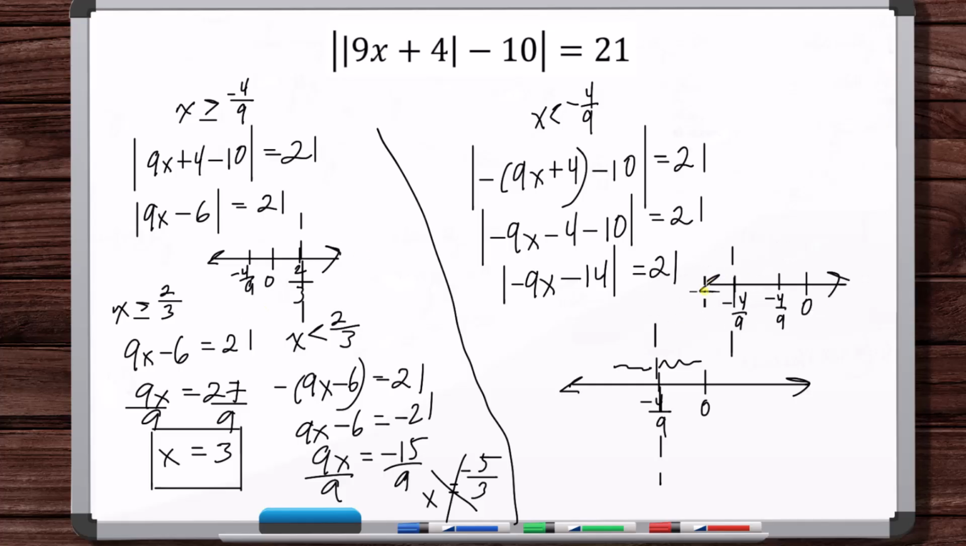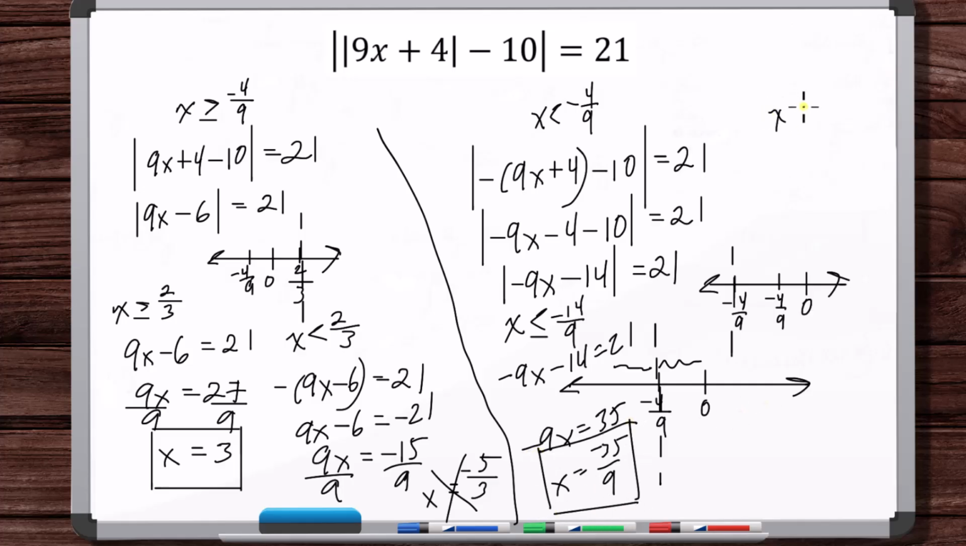Okay, if x is, let's start with less than or equal to -14/9, then minus 9x minus 14 is going to be positive or 0. So we just remove the absolute value, add 14 to both sides, and we get -35/9. That is less than or equal to -14/9, and it's also less than -4/9, so that's a solution.